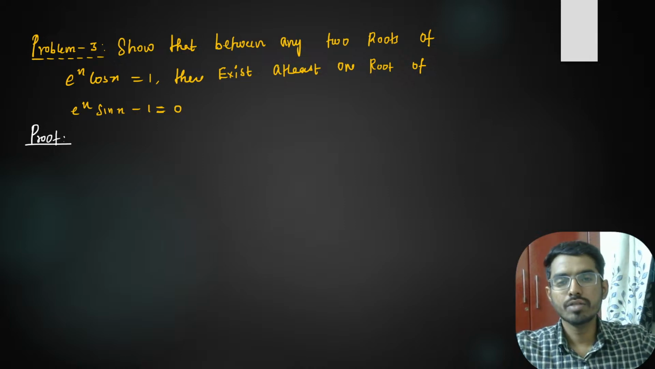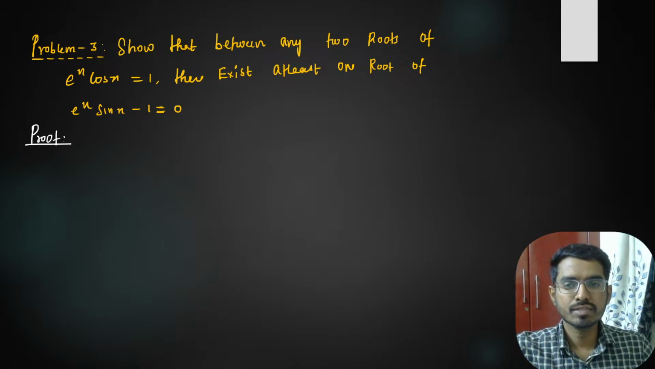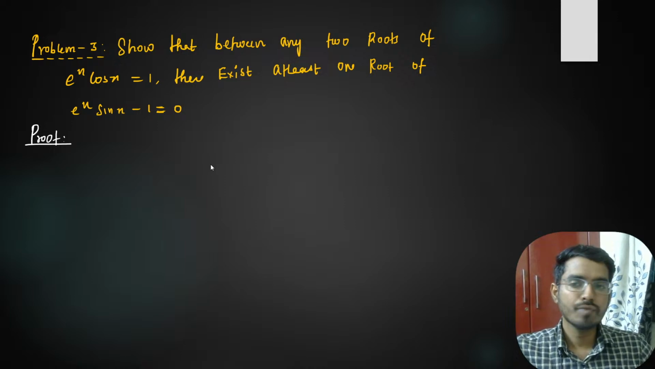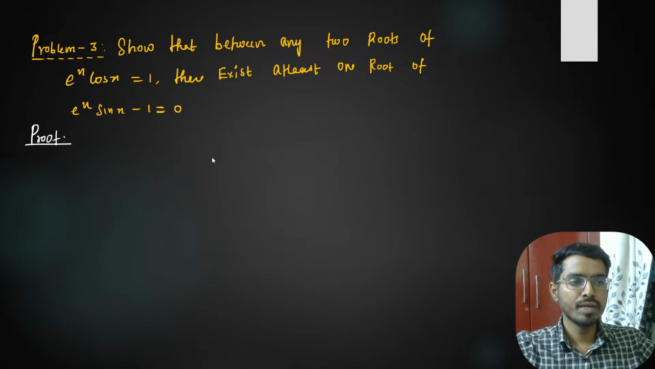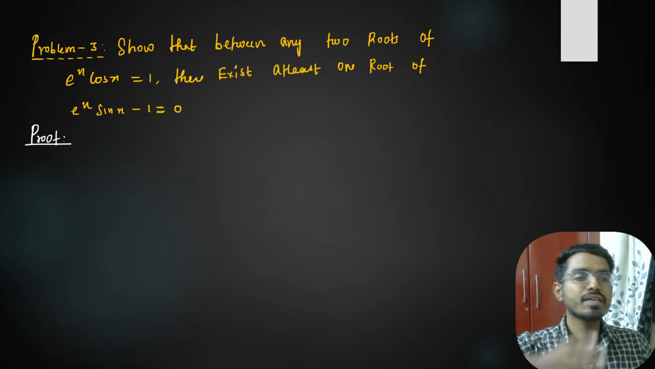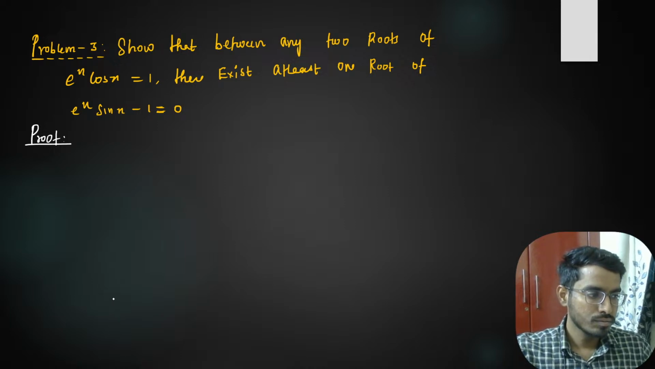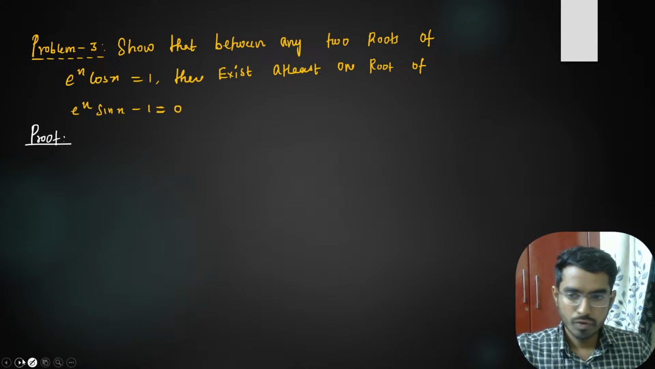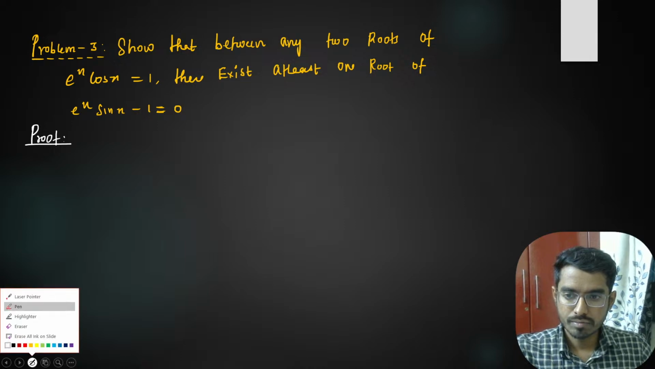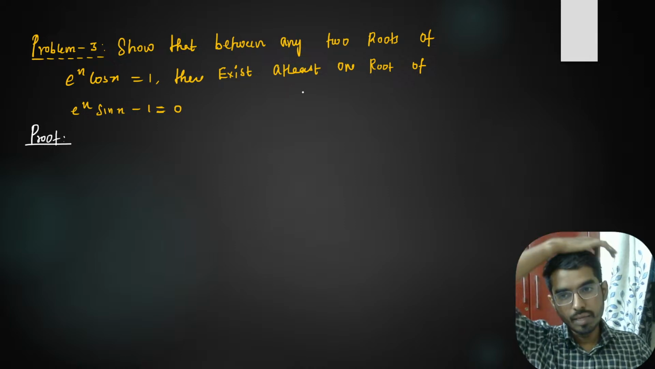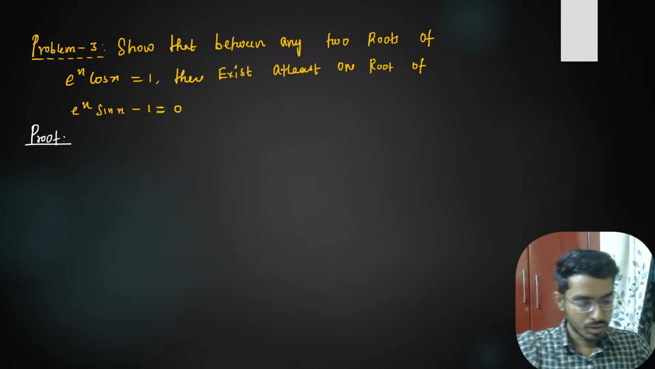Show that between any two roots of e power x cos x is equal to 1, there exists at least one root of e power x sin x minus 1. They need not be consecutive roots, need not be the next two roots. So we'll move on to proving this. Show that between any two roots of e power x cos x equal to 1, there exists at least one root of e power x sin x minus 1 is equal to 0.